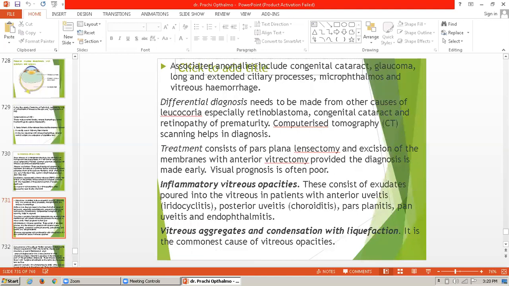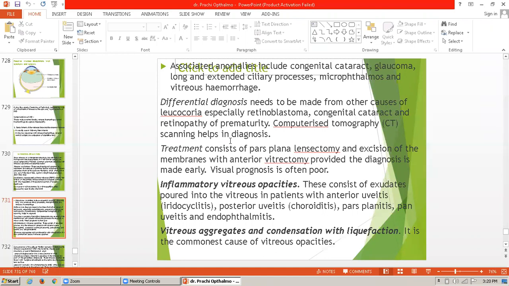Associated anomalies include congenital cataract, glaucoma, long and extended ciliary processes, microphthalmos, and vitreous hemorrhage. Differential diagnosis needs to be made from other causes of leukocoria, especially retinoblastoma, congenital cataract, and retinopathy of prematurity. Computerized tomography, that is CT scan, helps in diagnosis.